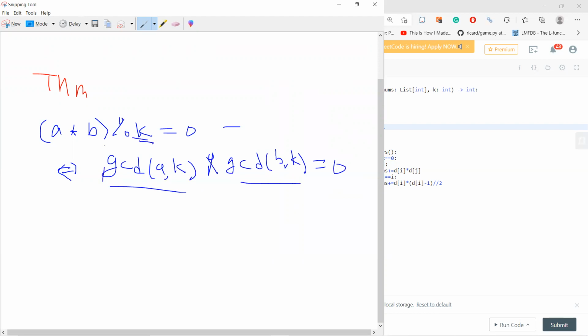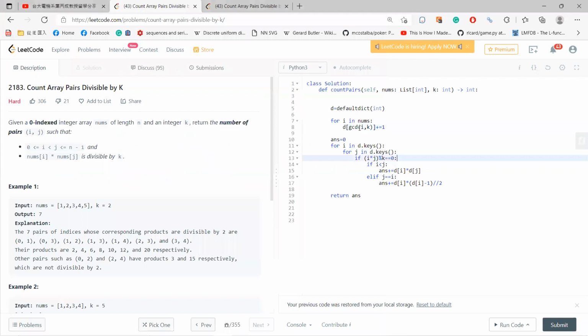So basically, you can first compute the greatest common divisor. If A and B are very large, computing the greatest common divisor is still very efficient. Once you do this, you just need to count, using a dictionary. The idea is that you define a dictionary and you just count the GCD of each number with k, and then you go through every possible GCD for i and j.